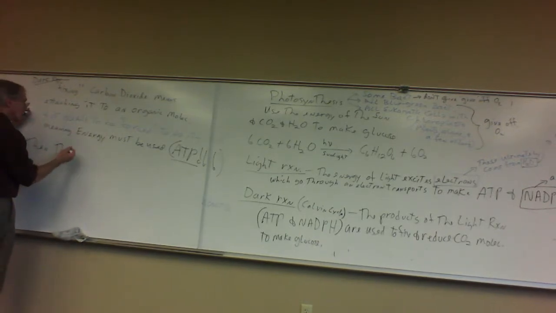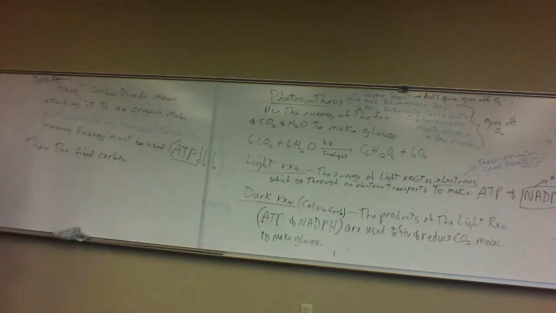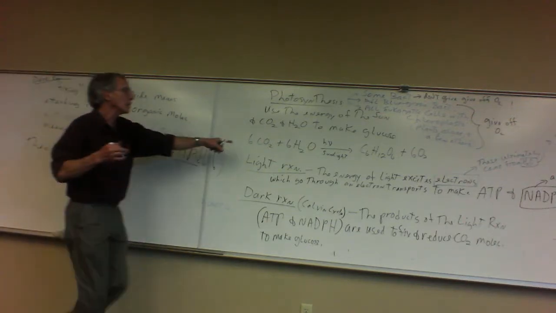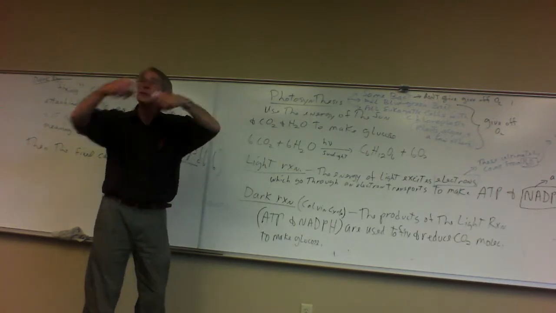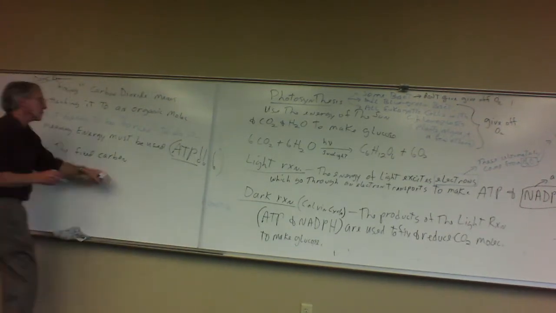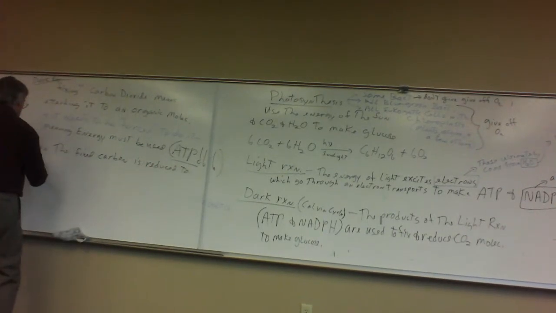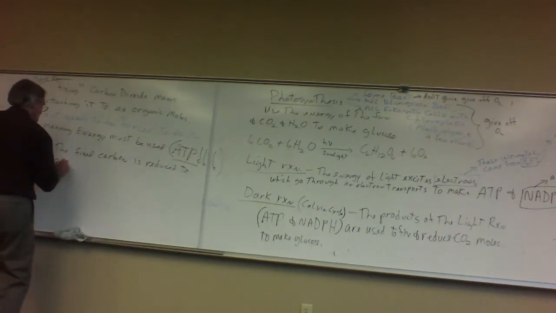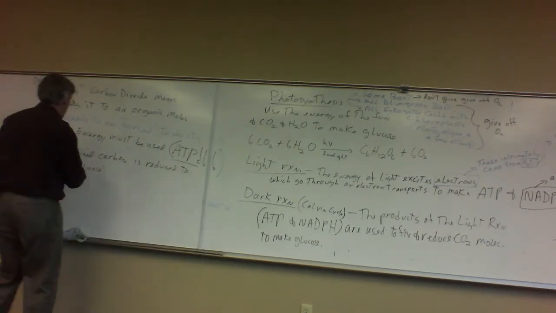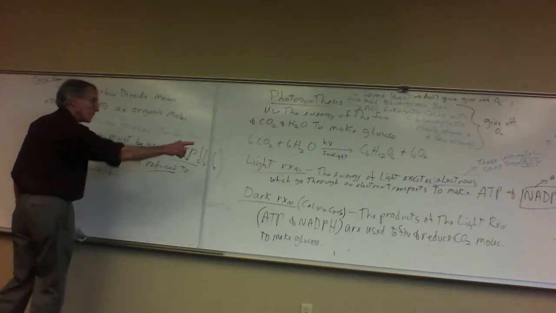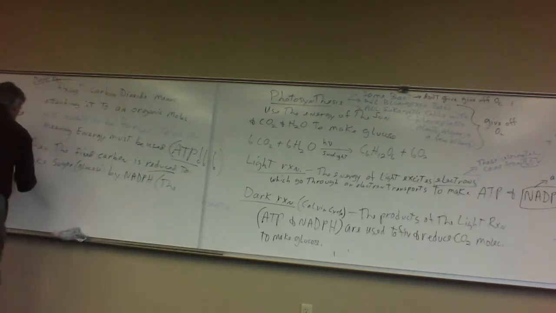Then the fixed carbon. See, we do it one carbon dioxide at a time. We can't just take six carbon dioxides and hook them together, as it might sound. No, this is hooked onto another molecule, and that is hooked onto another molecule, and then there are all these other reactions. Anyway, it all comes out in the end. Then the fixed carbon is reduced to make sugar, glucose. I'm oversimplifying on purpose, but this is ultimately what happens. It is reduced by NADPH, a reduced coenzyme.